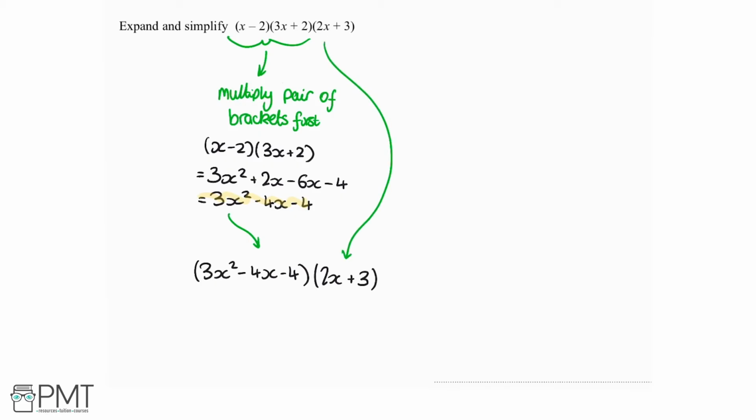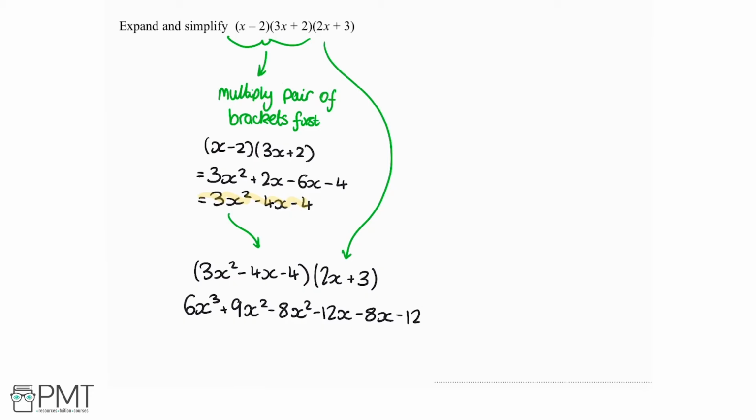Again, we're going to do the same thing: multiply every term in one bracket with every term in the other bracket. So 3x squared multiplied by 2x gives 6x cubed. 3x squared multiplied by 3 gives us 9x squared. Minus 4x multiplied by 2x gives us minus 8x squared. Minus 4x multiplied by 3 gives minus 12x. Minus 4 multiplied by 2x gives minus 8x. And minus 4 multiplied by 3 gives minus 12.